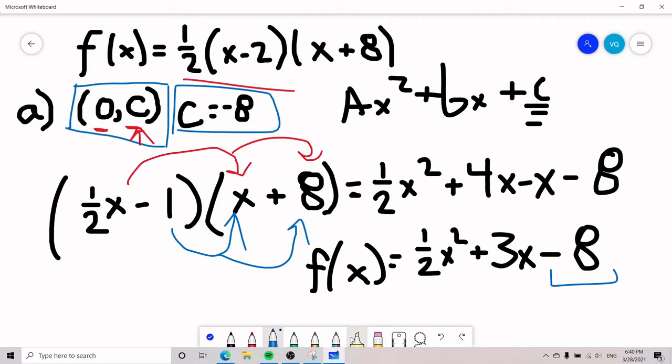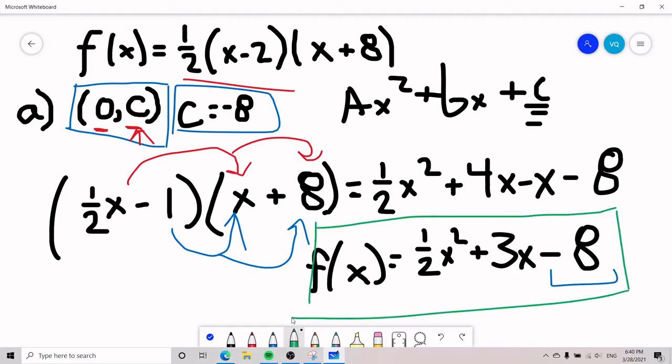Okay, so both of these ways work, and I put it in this form because it's going to be useful later. Okay, so both ways are plausible, and they both give you credit if you show your work.